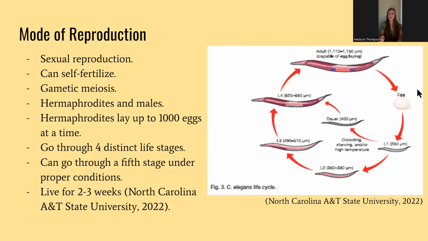But just something important to know about the dauer stage is that it ends when resources are available, and organisms that go into the dauer stage will live for 4 to 8 weeks, typically about 6 weeks, whereas organisms that progress straight into L1, L2, L3, L4, and then adult stage live for 2 weeks, maximum 3 weeks. So it prolongs their life if they go into the dauer stage.